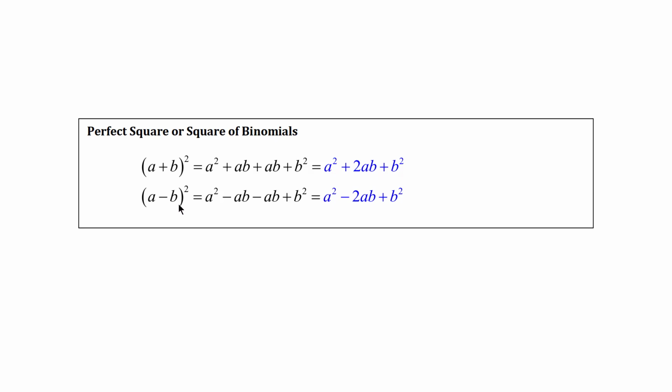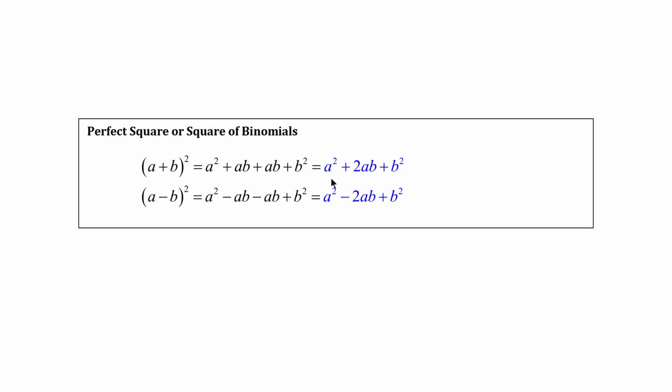Next, we have the square of the binomial a minus b. This is equal to a squared minus ab minus ab plus b squared. After simplifying, this is equal to a squared minus 2ab plus b squared. This formula is essentially a shortcut for multiplying a perfect square. You just square the first term, which is a squared, square the second term, which is b squared, multiply the two terms together, so a times b is positive ab, and then double it.